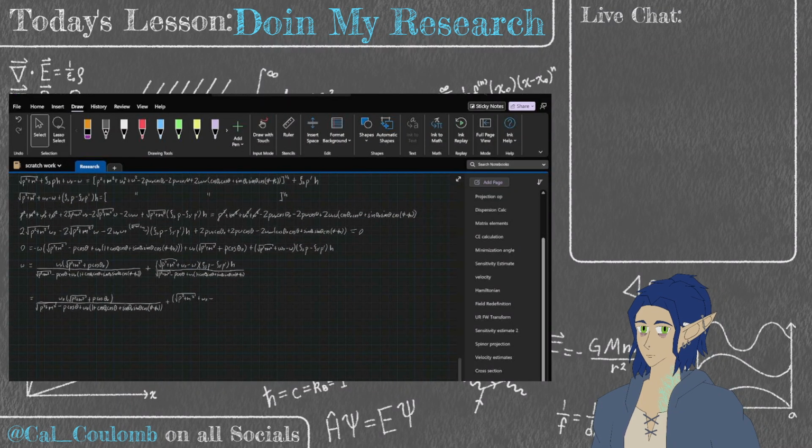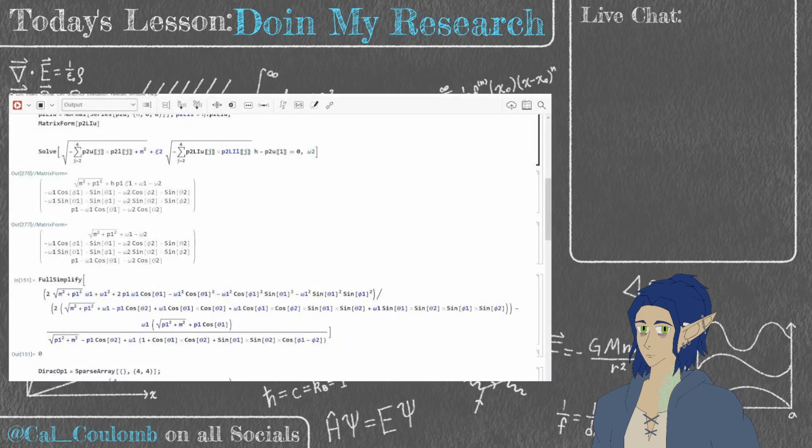Ooh, that might be a little too rough to write out. So let's check on how Mathematica is doing. It is still running. Great. I might need to stop running OBS if I want this to run faster.